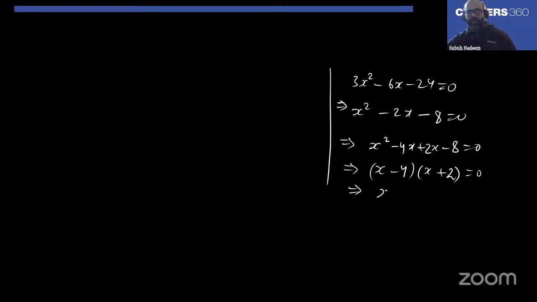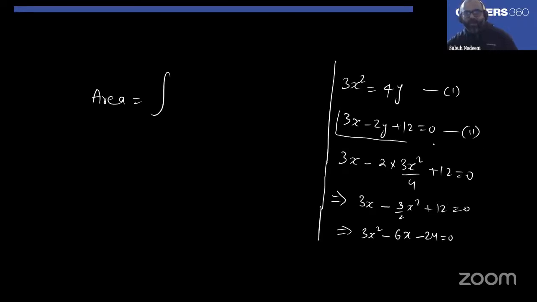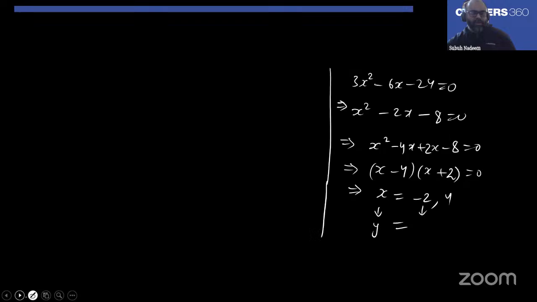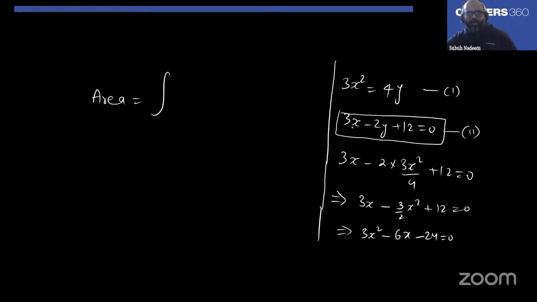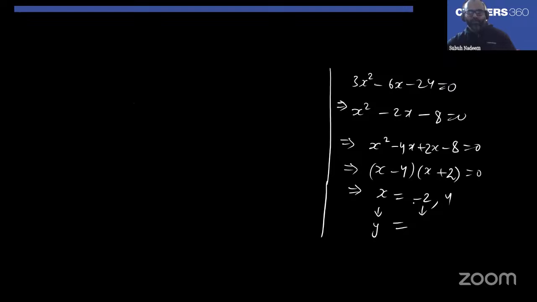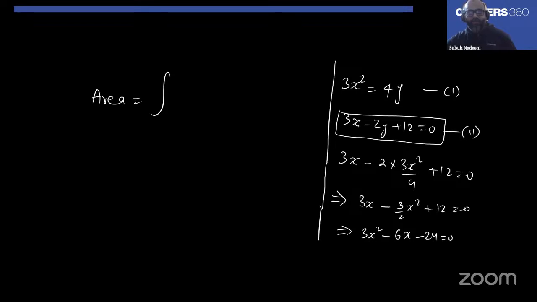So what are the coordinates of x? -2 and 4. So similarly, y coordinate if we will find. So for -2, this will give you y. If we solve this, for x = -2, it will become -6 + 12, 6 = 2y, y = 3. So this is 3. And when x = 4, it will become 12 + 12, 24 = 2y. So y will be equal to 12.